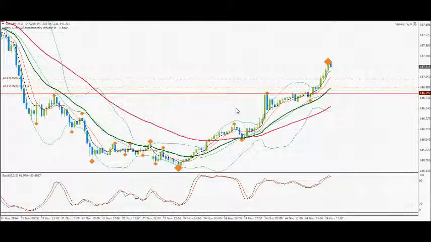Hello traders, just want to share a quick trade with you. This is the Euro-Yen pair 15-minute chart, and this is another example of how to trade with the trend.